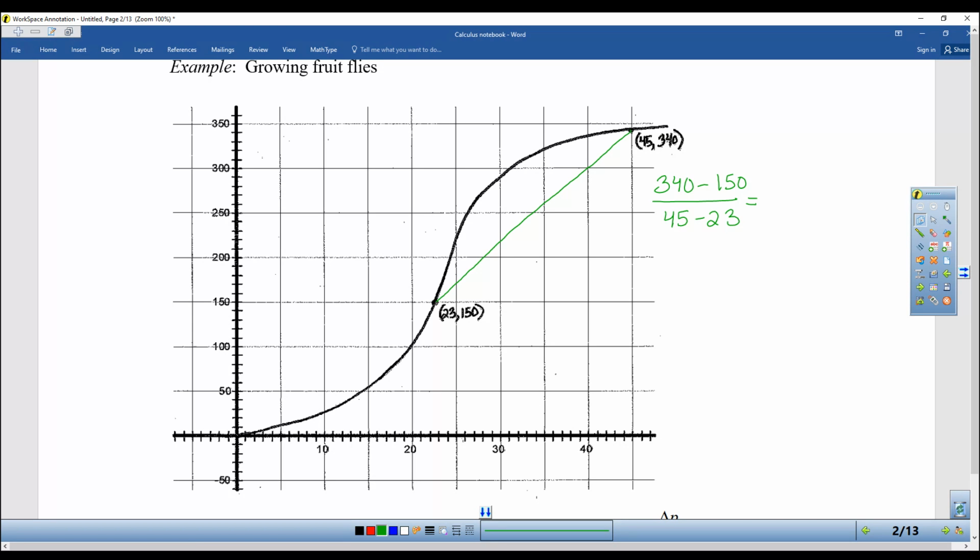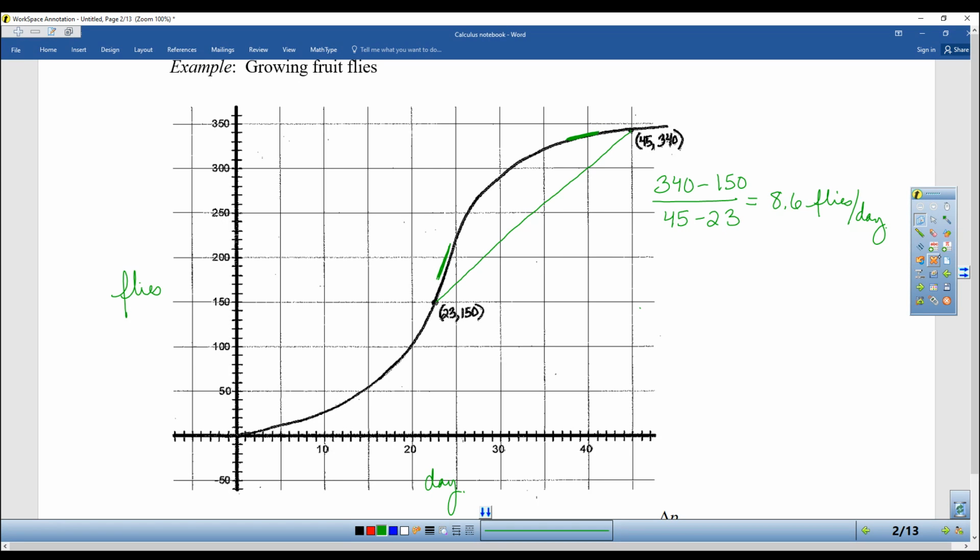Go ahead and do that on your calculator, and you're going to get 8.6 flies per day. I didn't actually label my graph, but these are flies, and these are the days. So the average rate of change is 8.6 flies per day. Was it increasing at a rate of 8.6 flies per day here? Certainly not, much less. And right here, it was more than 8.6 flies per day, but that was the average.